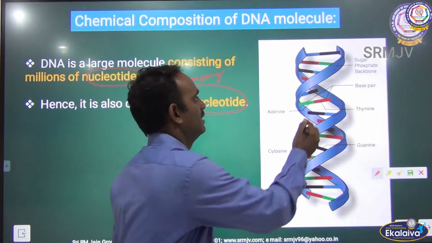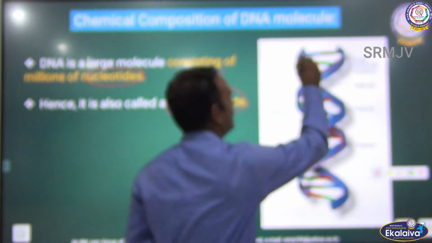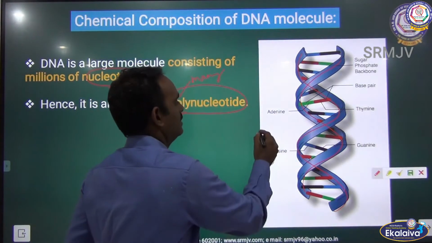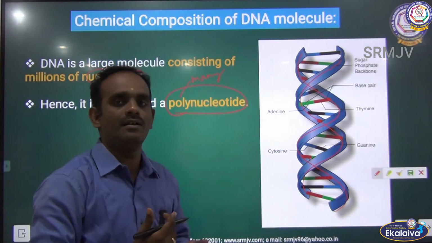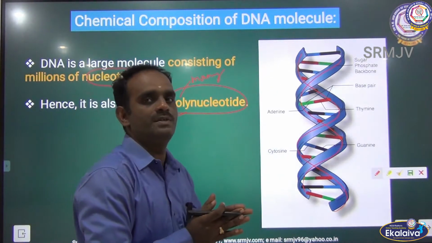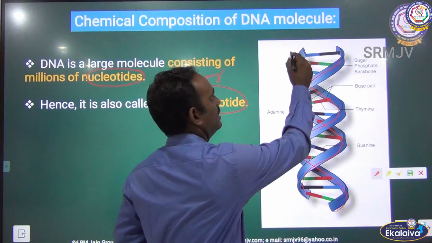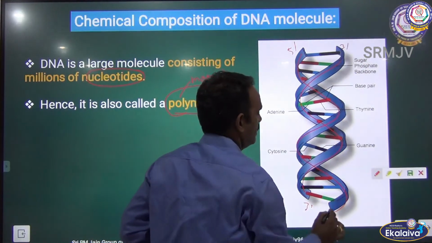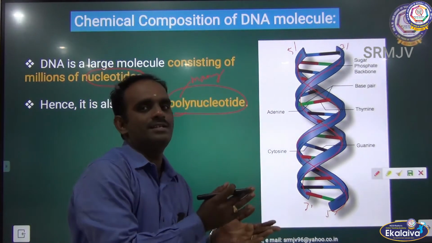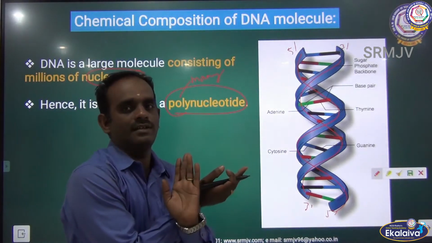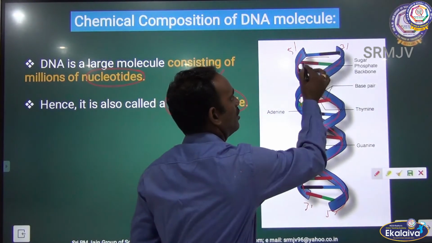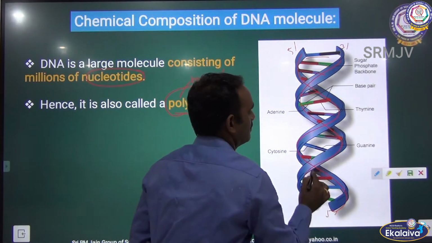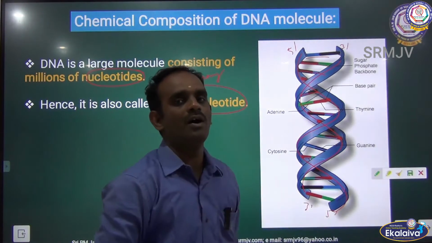See the picture here, children. As I said, two helical strands. It is double stranded DNA, and the most acceptable model of DNA is the James Watson and Francis Crick model, the double helical structure model. Here one strand runs from 5' to 3' and the other runs from 3' to 5'. Both run anti-parallel to each other. This DNA is made up of millions and millions of nucleotides. This is the nucleotide. Hence it is also called polynucleotide.